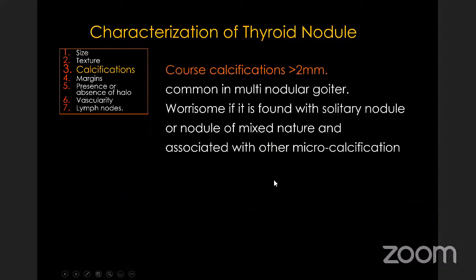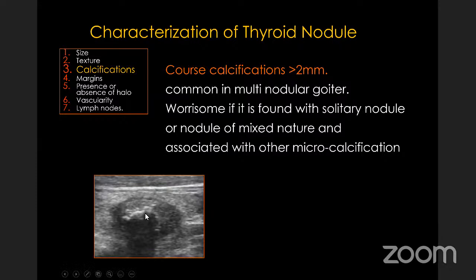Coarse calcifications are the other type, which are more than 2 millimeters in size, usually common in multinodular goiter. It is worrisome if it is found with a solitary nodule or a nodule of mixed nature associated with other microcalcifications. This is a solitary nodule with coarse calcifications that are more than 2 millimeters, and many other small calcifications. This is going to the malignant side.